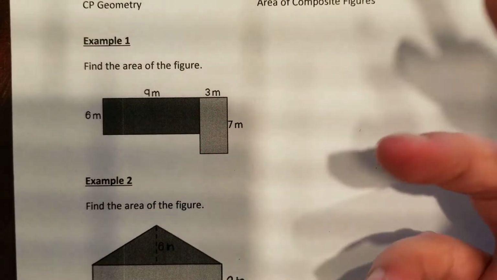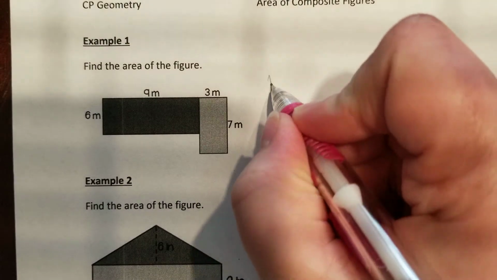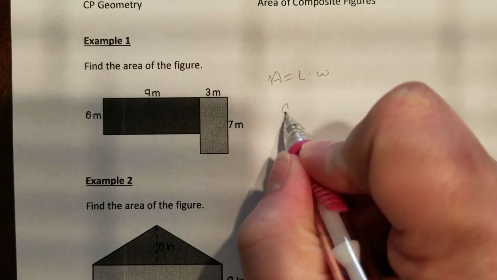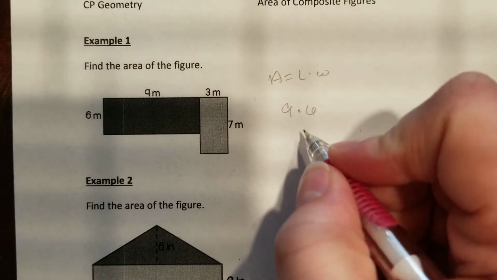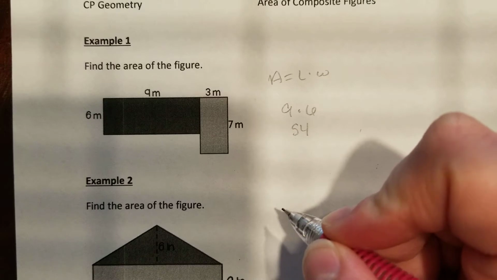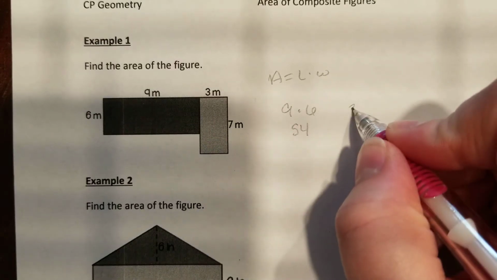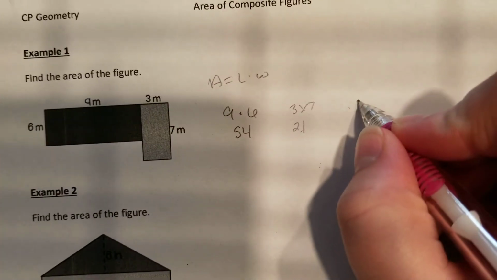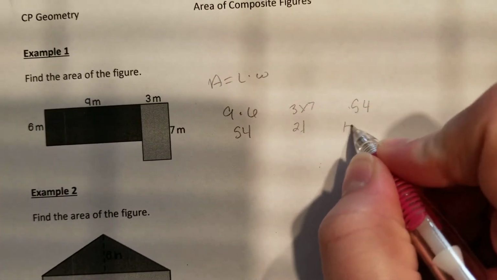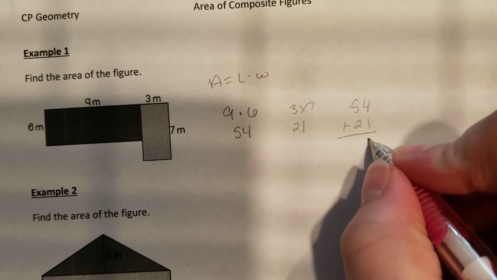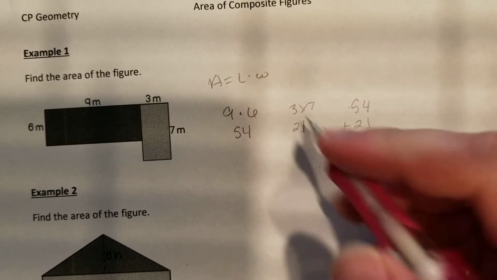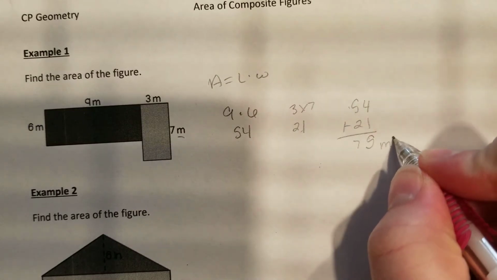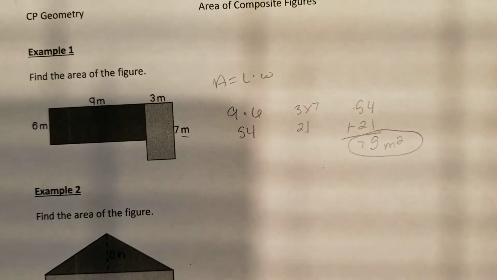So in this one, we have two rectangles. To find the area of a rectangle, it's length times width. So our first one is 9 times 6, which is 54. And then this one is 3 times 7, which is 21. And then you add them together. So we have 54 plus 21 is 75. And then because it's area, our units are meters, so it's meters squared. So 75 meters squared.